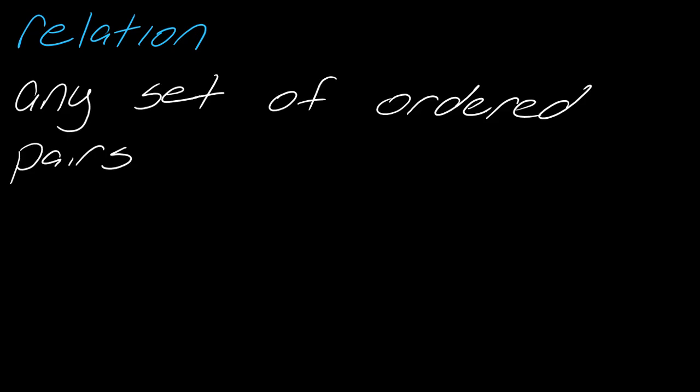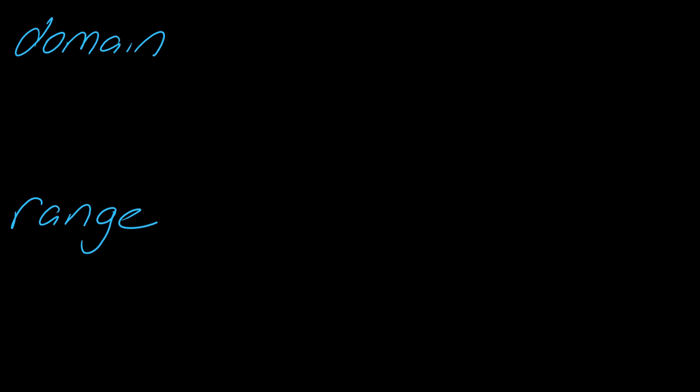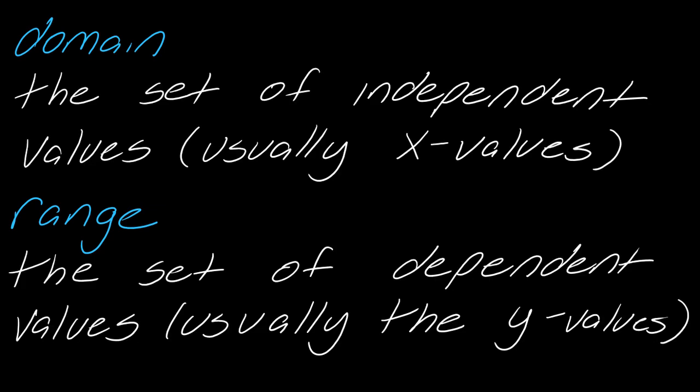Okay, so the first thing we want to talk about, just what is a relation? So a relation is like a general term. A relation is any set of ordered pairs. And with every relation, you have a domain and range, where the domain is the set of independent values that's usually like the x values, and then the range refers to the set of dependent values. So that's usually the y values. So all relations have this domain and range, and this becomes like a bigger deal the higher up you go in math. So domain and range gets used a lot in higher math classes.